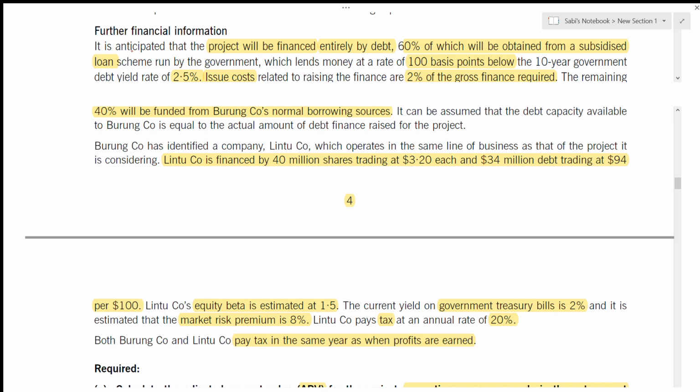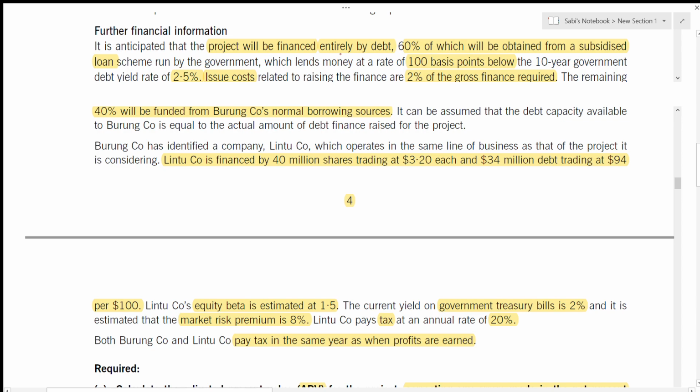The words financed entirely by debt itself should be able to tell you that it is related to your adjusted present value. You also need to know which information to use where. That is a very important skill in your AFM. Which numbers to use for which one, right? You will be given so many numbers and you will be confused about which one to use where. So you have to know which one you need to correct your net present value, and which one you need for calculation of adjusted present value. You have to be very sure of that, right? So it is anticipated that the project will be financed entirely by debt.